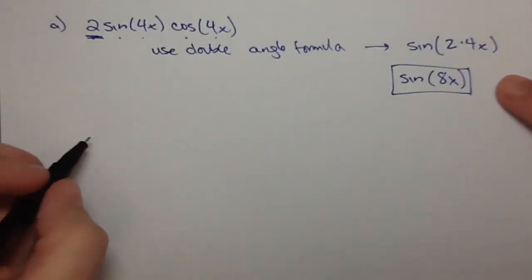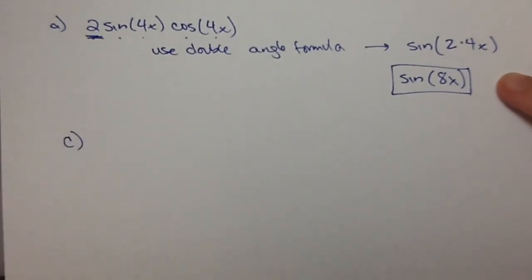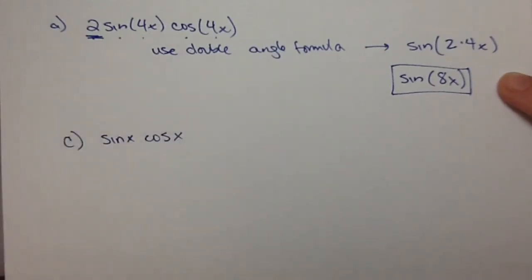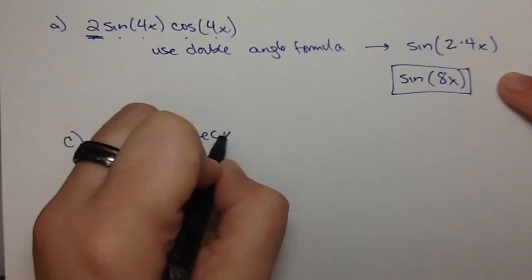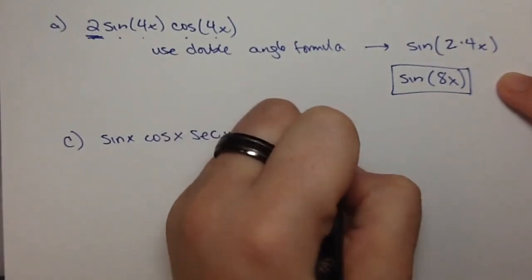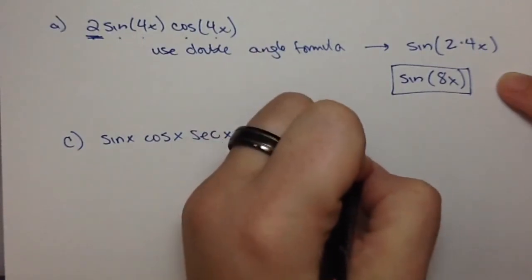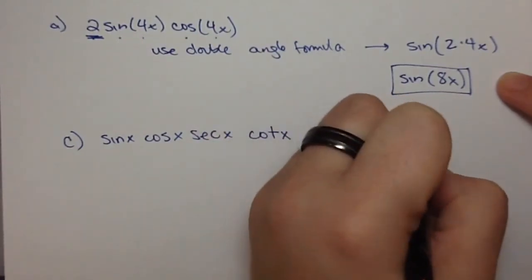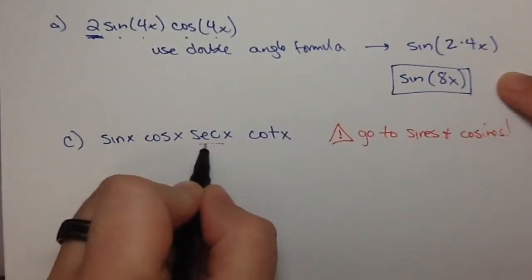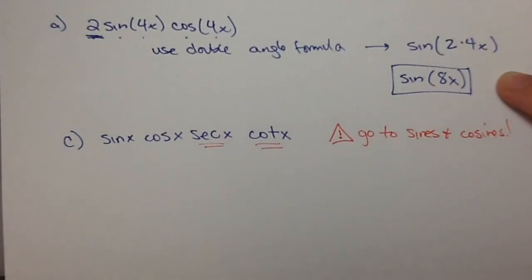All right. Problem C asks, if we have sine x, cosine x, secant x, cotangent x, and we're asked to simplify. Now guys, the thing that you've got to remember, if you remember nothing else, is to take everything to sines and cosines. Get rid of this secant, get rid of this cotangent, because a lot of times you'll be able to see the identities better if you take every expression to sines and cosines.